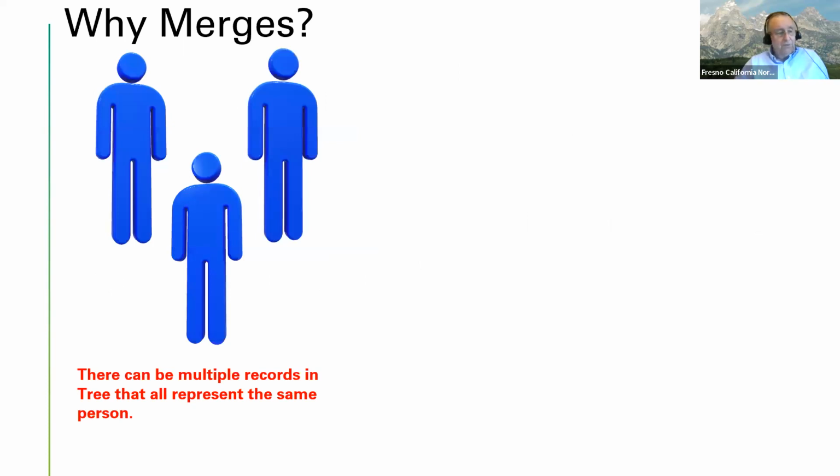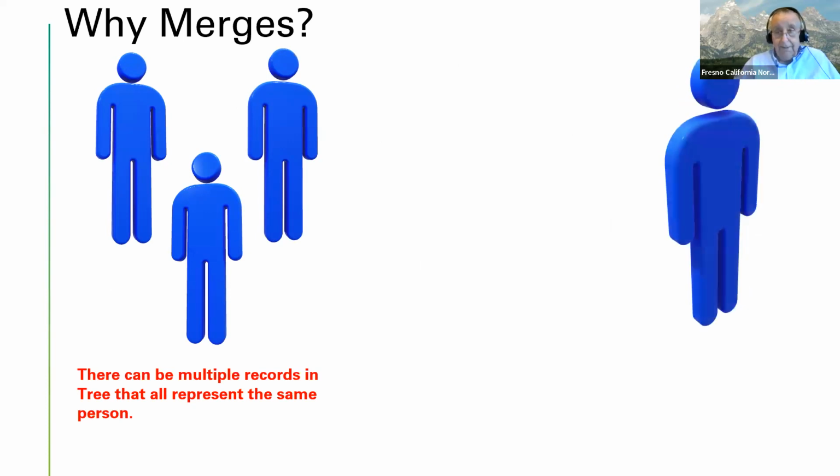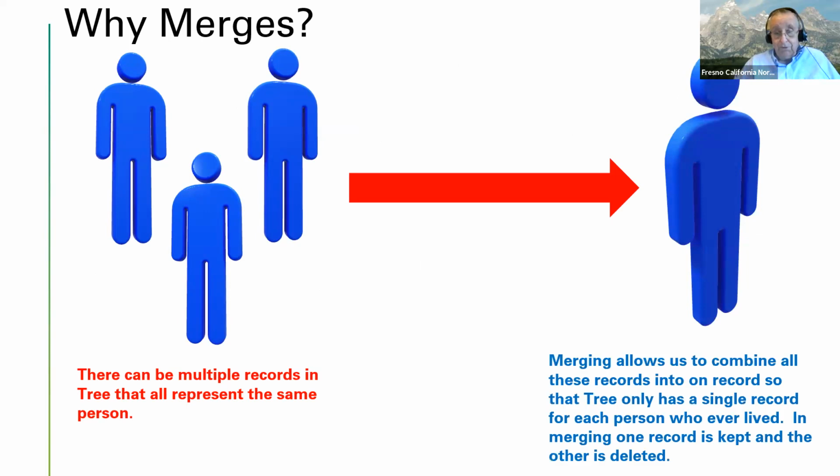Okay, so first a little background on this. Why merges? Well, it's because there's multiple records out there for the same person. And our goal is to reduce them all down to one record. And to do that, we do merging. And when we do that, we'll take two people. And when we're finished with the merge, taking the information from the duplicate person that we need to save, we'll have a remaining person, and we'll have one record that was deleted.